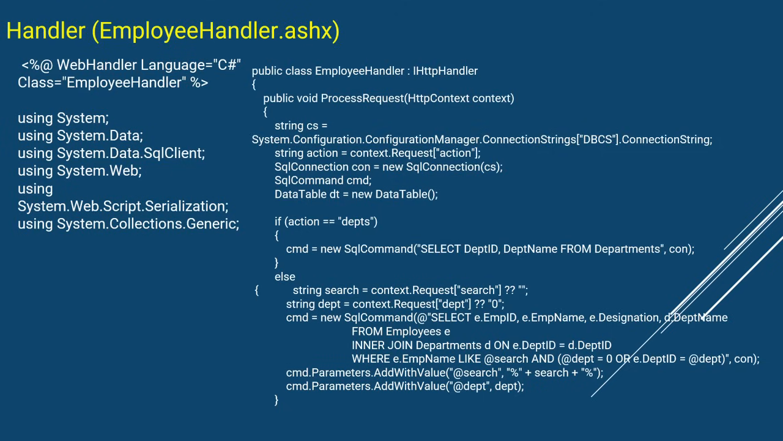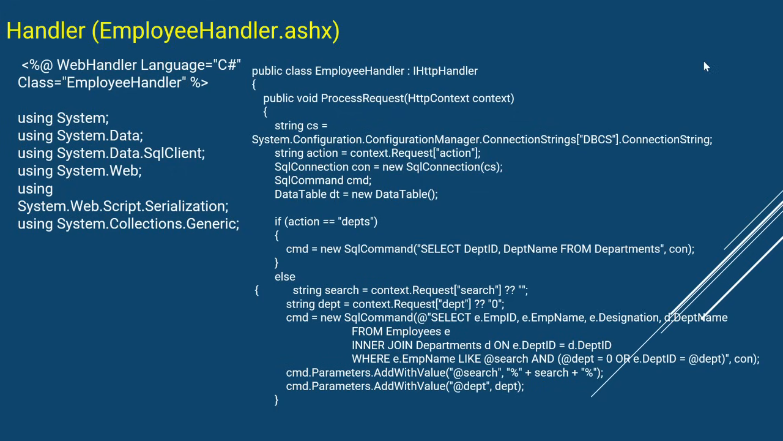The file starts with the web handler directive. It includes the necessary namespaces, System.Data, etc. The main class is EmployeeHandler, which implements IHttpHandler. Inside the ProcessRequest method, it retrieves the database connection string from the configuration manager using the key dbcs. It retrieves an action parameter from the request query string.